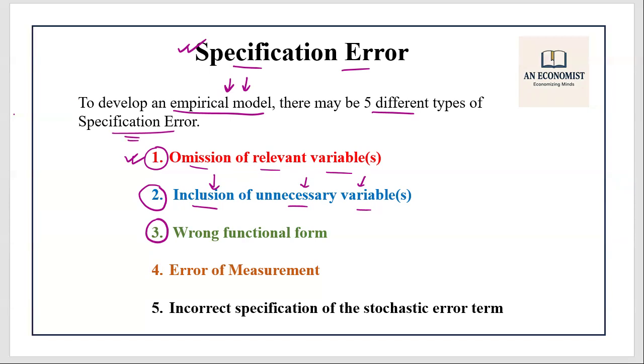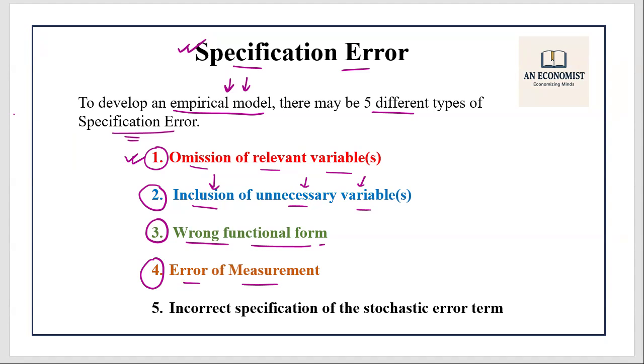Instead of taking an additive form, you have taken a multiplicative form in your model. Or you have taken a log linear form in your model. Anything which is deviating from the true form of the model will give you specification error, and this kind of specification error is due to the wrong functional form.